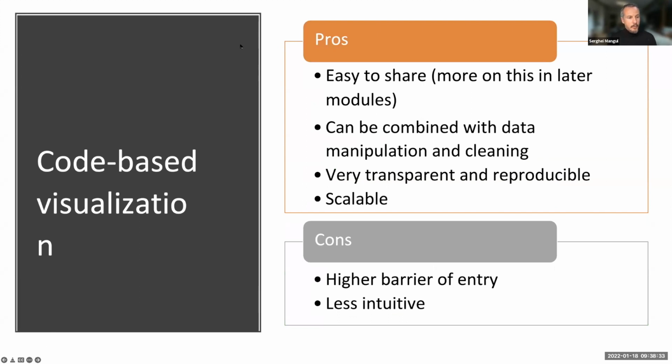So we talk about code-based visualization. Pros are easy to share. We'll talk about that in the next module, how we share so other people can reproduce. It can be combined with data manipulation and cleaning. So we can make one Jupyter notebook or Google Colab where we put how we clean the data and how we visualize the data, which is nice. We have all the steps of cleaning, visualization, things like that in one thing. Very transparent, obviously, and reproducible. You can share it easily and others can reproduce and so on.